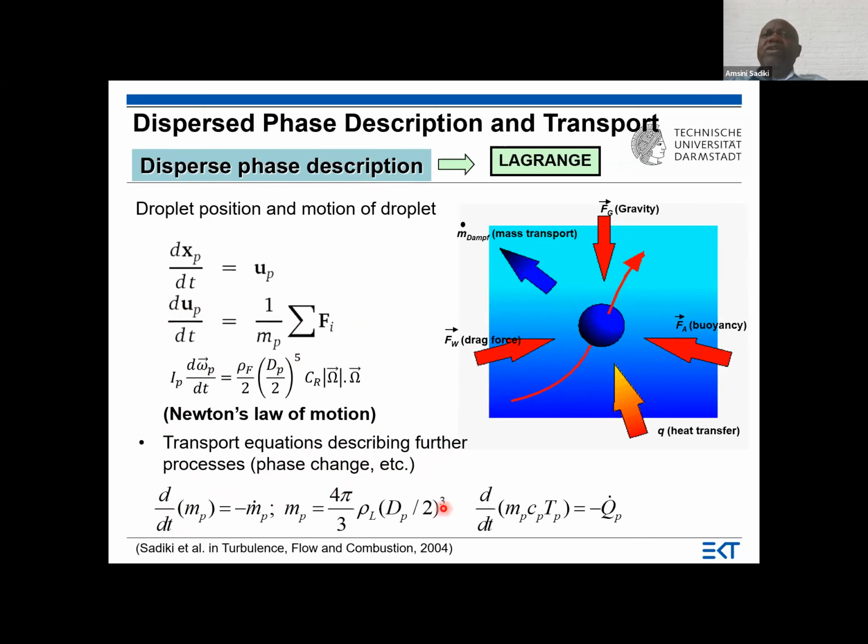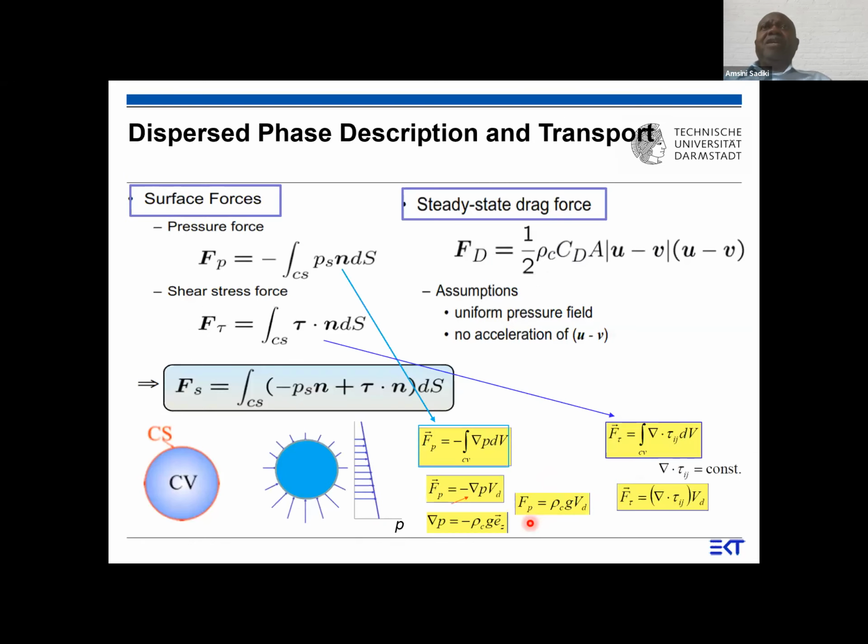And if we consider a spherical particle, then the mass of the particle can be introduced here, and we can get the first idea how the diameter of the droplets can change during the time. The temperature of the particle can also change due to the heat transfer input. And we can also solve this equation. We'll come back to this later.